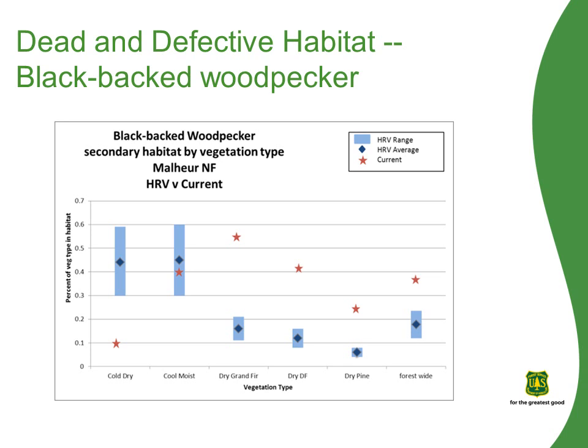This chart shows vegetation type and the percent of vegetation type of habitat for black-backed woodpeckers, and you can see that everywhere except for the cold dry veg type, we're at or above HRV on the Malheur for black-backed woodpeckers.